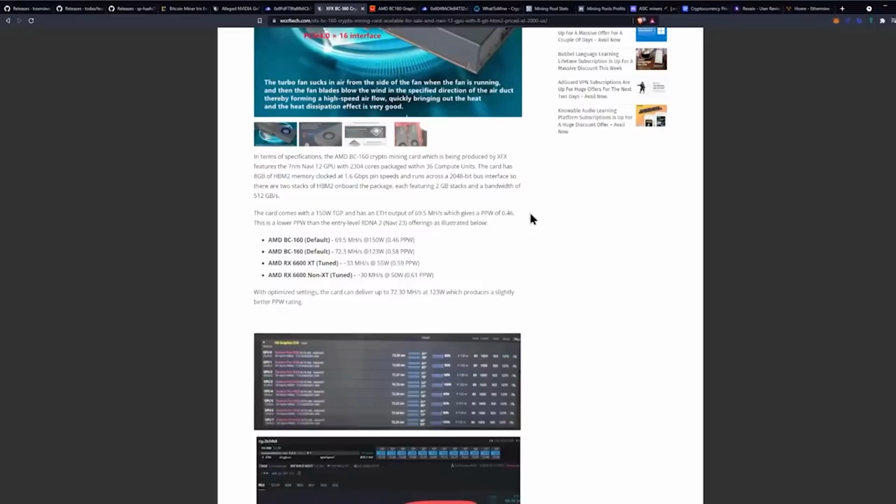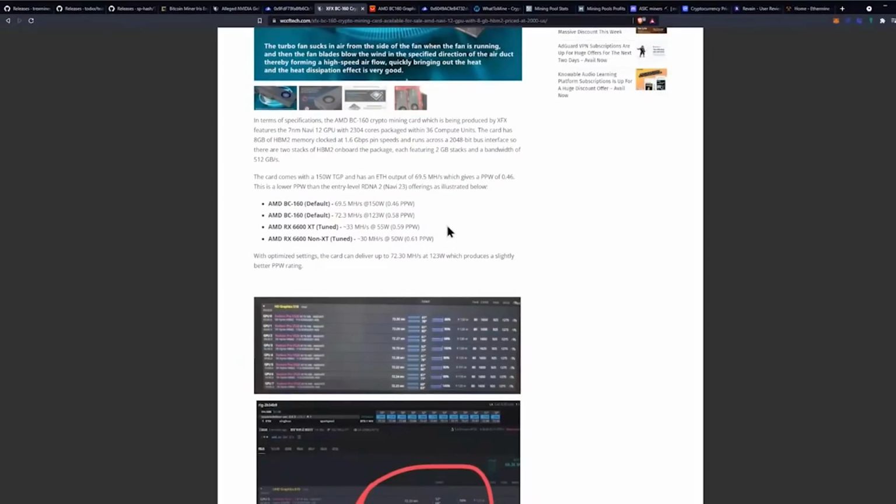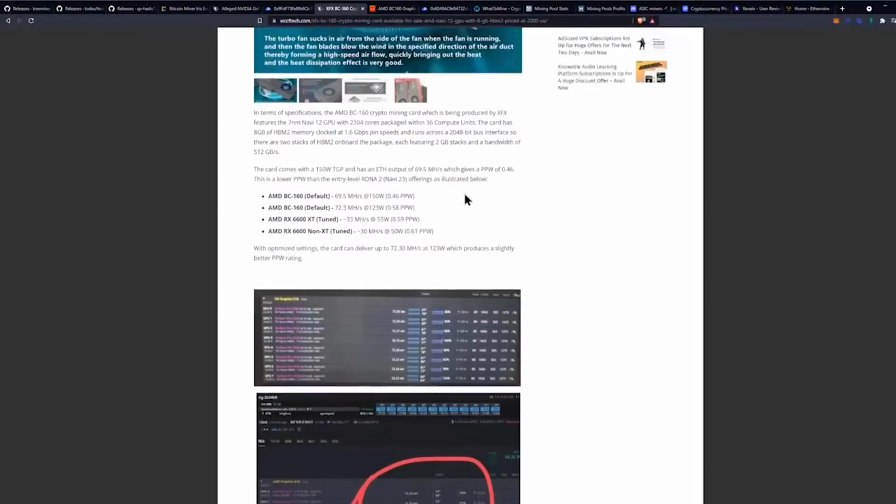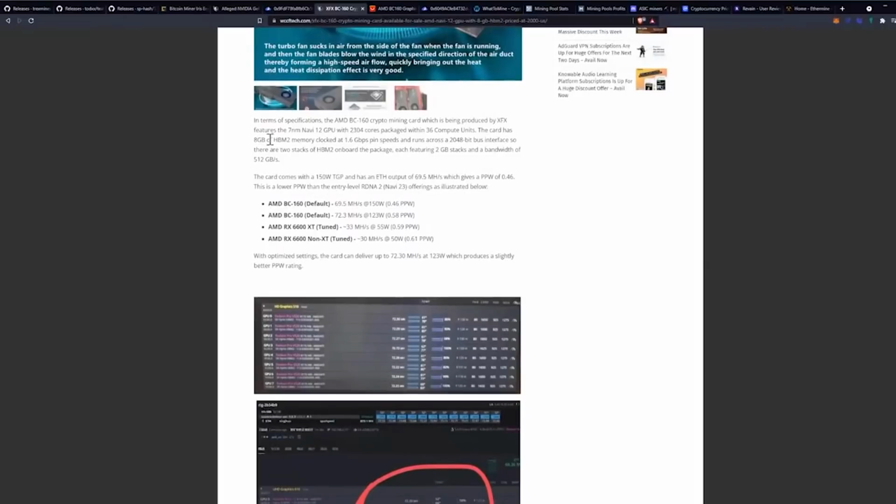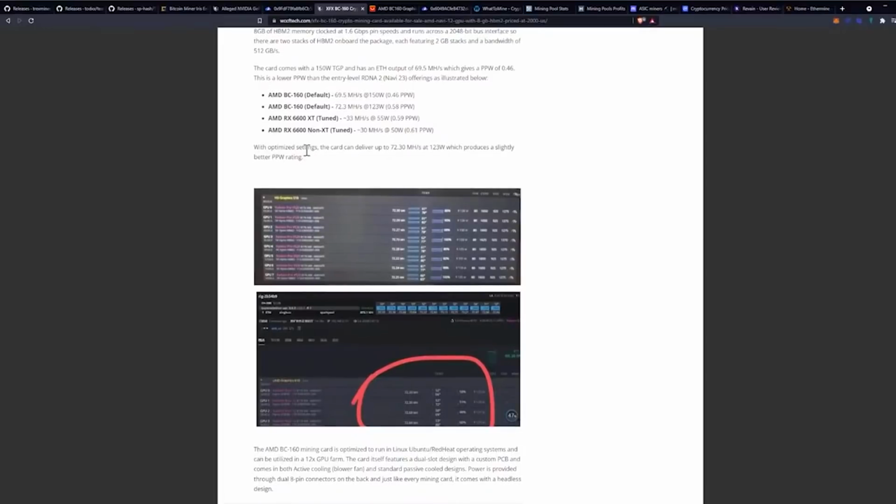Awesome. The card comes with 150-watt TGP and has ETH outputting at 69.5 megahash a second, which gives it a hash per watt of 0.46. This is lower PPW than the entry-level RDNA 2 Navi 23 offerings, as illustrated below. Here's the thing that I'm leaning towards, though, and that is going to be that we're looking at 512 gigabytes per second. I think it's going to be faster than this, but they're saying that with optimized settings, the card can deliver 72.3 megahash a second at 123 watts, which provides a slightly better PPW rating.